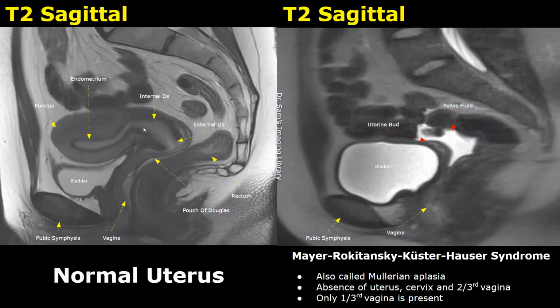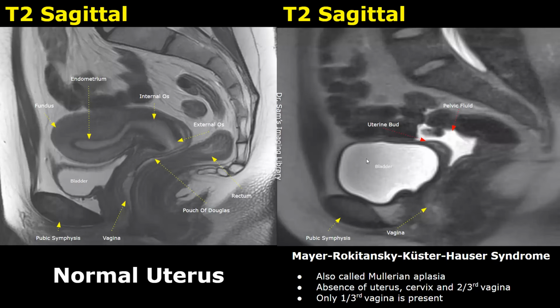This is the internal os and this is the external os. This right here is the rectum, and this potential space between the uterus and the rectum is the pouch of Douglas. This hyperintense, bright structure is the bladder. This is how the normal uterus looks in a T2 sequence in sagittal view.